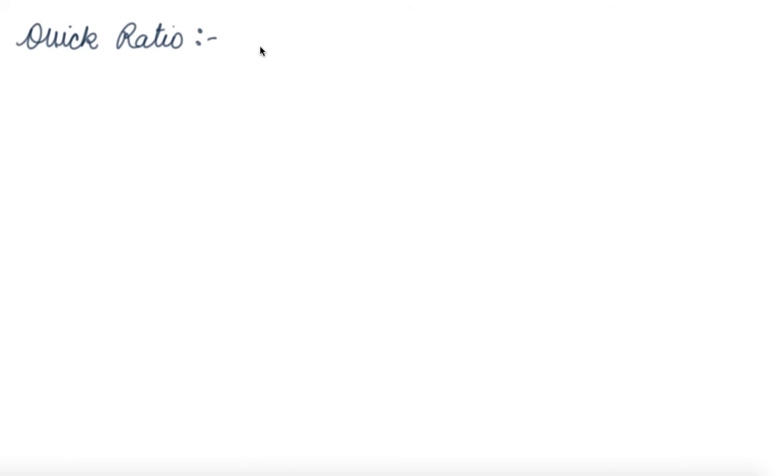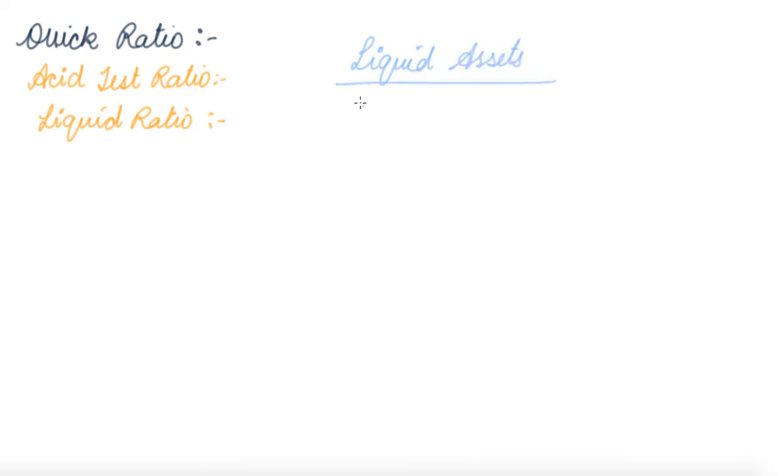The second type of ratio is the quick ratio. This quick ratio is also known as acid test ratio, and it's also known as the liquid ratio. Now this is a more liquid ratio, covering the things that can be converted into cash more easily, which includes your liquid assets upon your current liabilities. Your current liabilities are the same as we took in the previous slide.